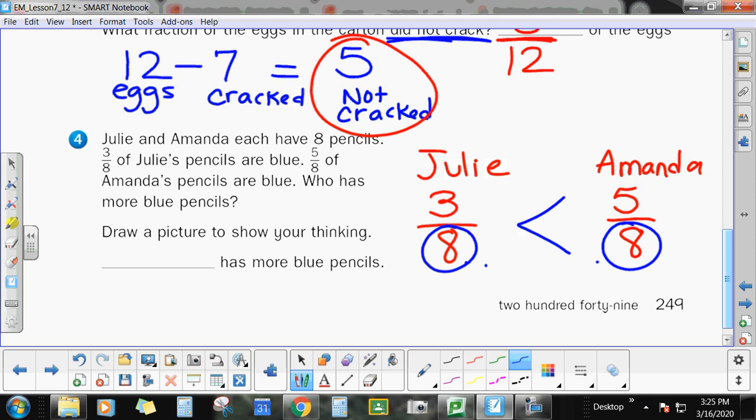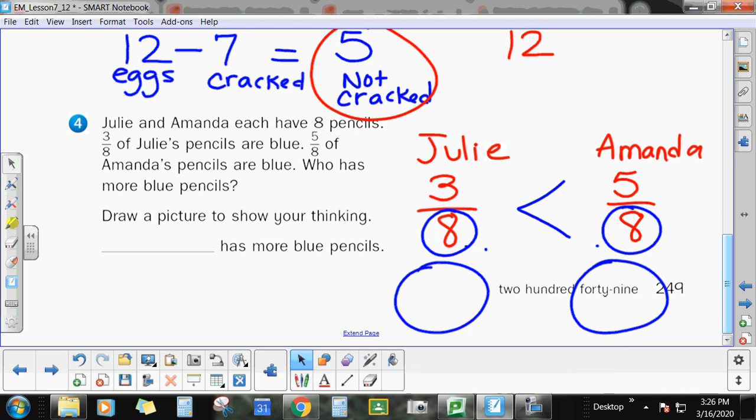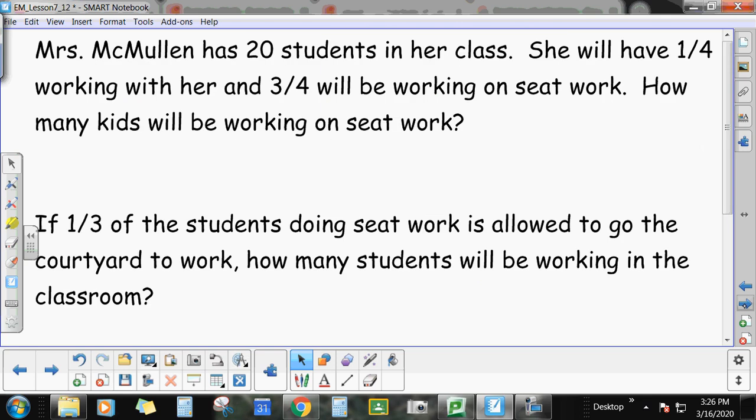Okay? And then I want you to draw a picture to show your thinking. Guys, you could even just do some fraction circles with this. You could draw one circle and divide it into 8s and shade in 3 parts. Draw another fraction circle, divide it into 8s, shade 5 parts, to show or to prove your thinking with fraction circles.